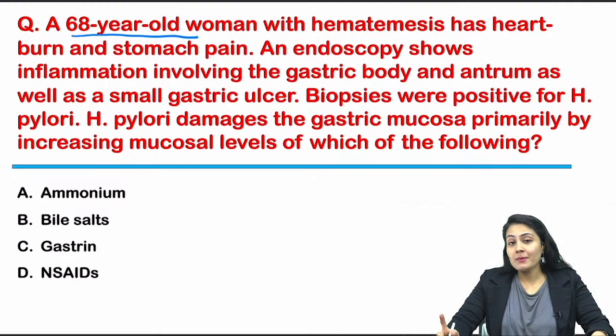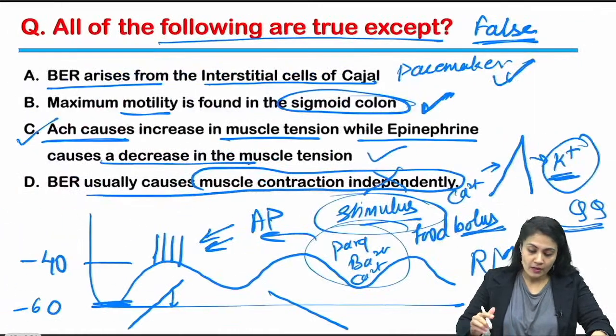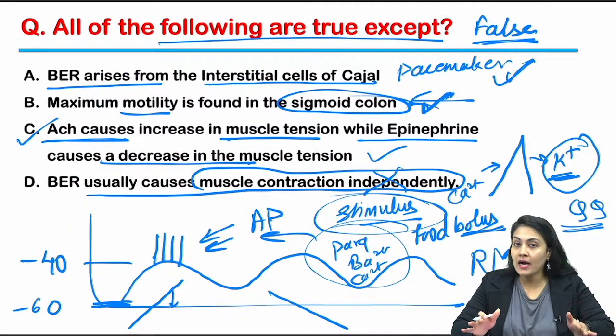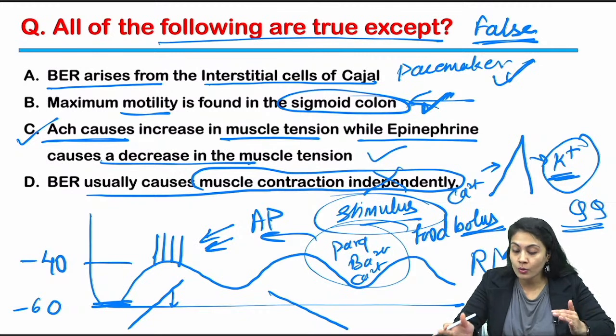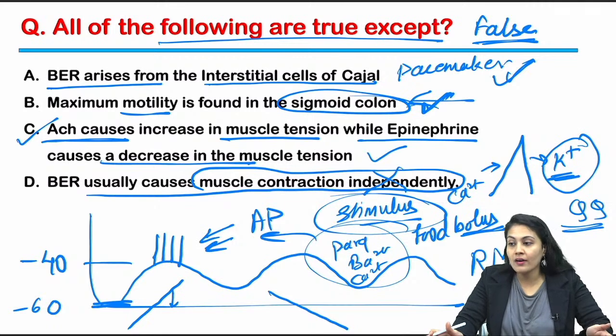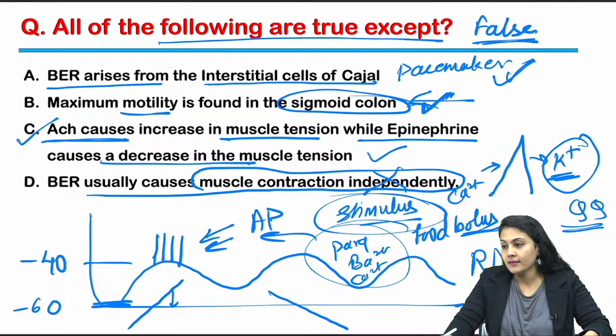BER is maximum in the duodenum. I agree with you, but that is not the spike potential, dear. They are asking about the motility. Motility is different than BER. BER is basal electrical rhythm. It's an RMP. It doesn't have a direct correlation with the contractility. Please remember that. Contractility is different. Okay, I hope it is clear.